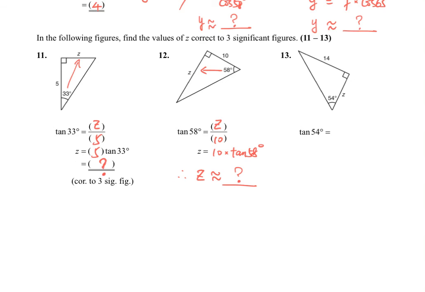And last question, tangent 54 degree equals opposite side, which is 14, over adjacent side, which is z. So times z on both sides, z times tangent 54 degree equals 14. So divide by tangent 54 on both sides. So 14 over tangent 54 degree. And then using your calculator, you will get the final answer.